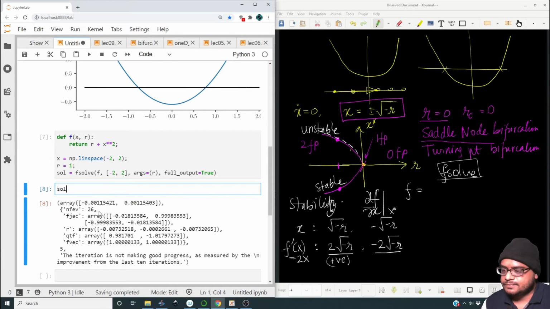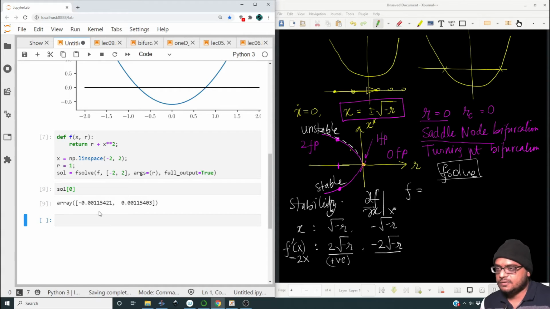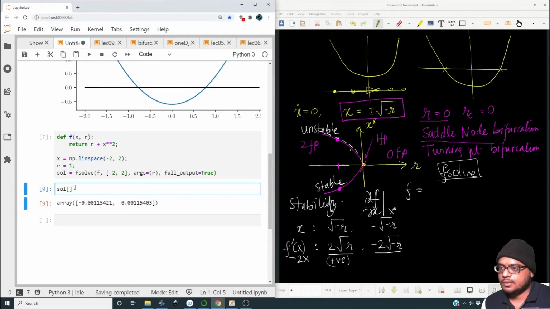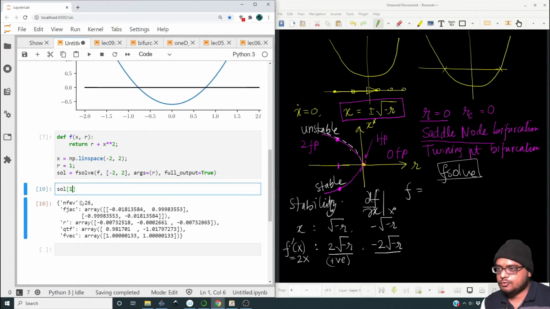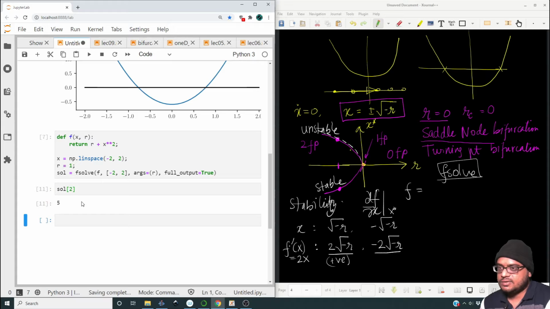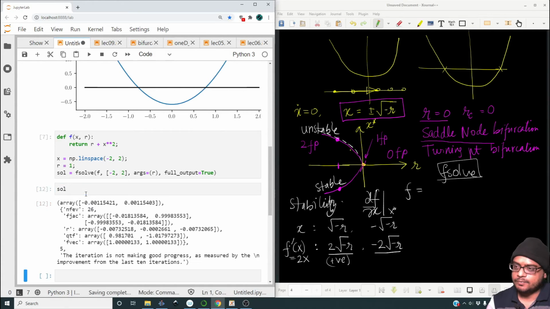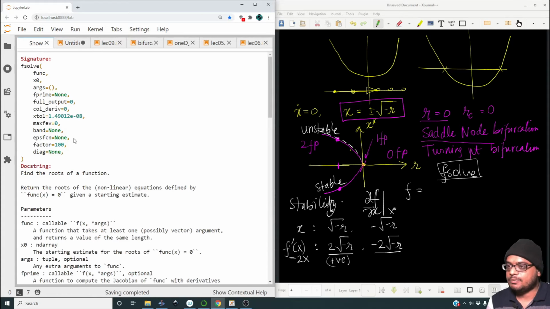So in that case, let us see what sol 0 is. It gives this. What sol 1 is, oh sorry, what sol 2 is. It says 5. The thing about fsolve is if it gives an output, the sol 2 object will be equal to 1. This particular value that it is printing, if it is not 1, it means it has not converged. And how do I know that? Let me double click on this and go to contextual help.